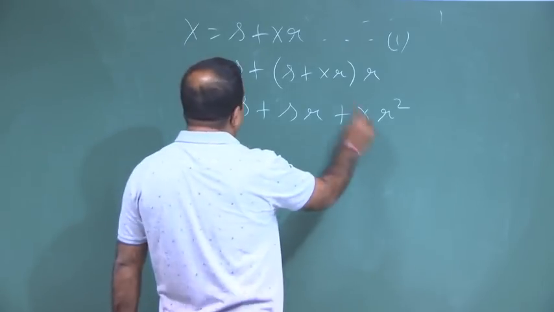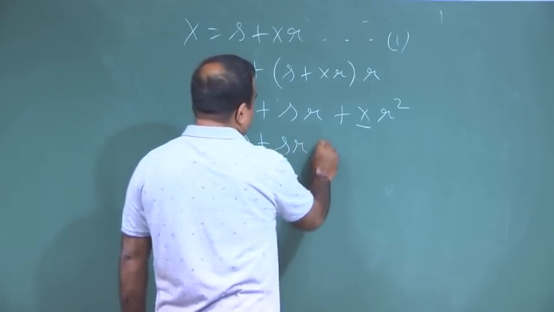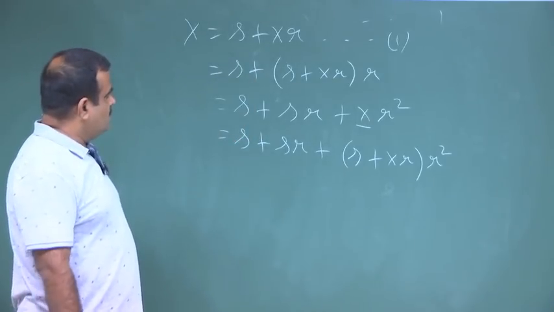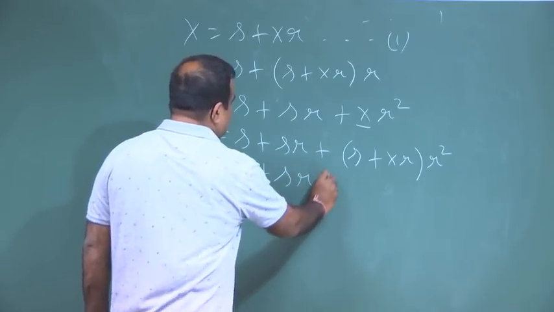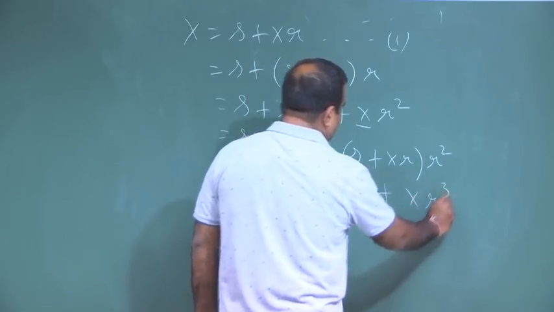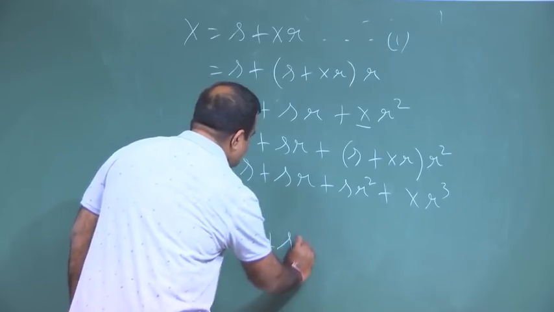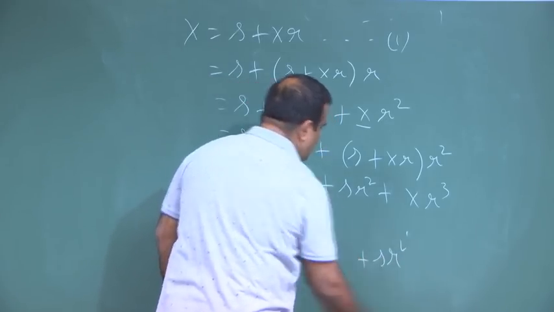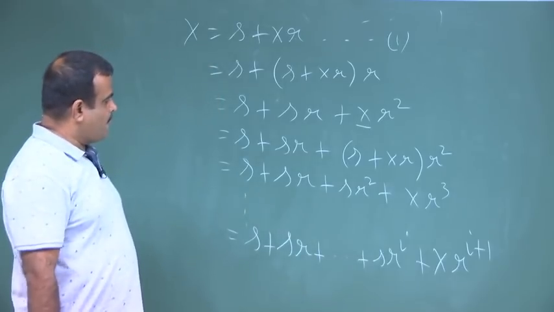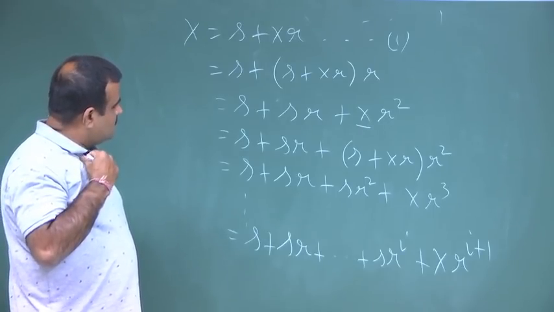Now again this x we replace by S plus x R. So S plus S plus x R, then R square. So this again we can write S plus S R plus S R square plus x R cube. If you continue like this, we will be getting this in the form of S plus S R plus dot dot dot plus S R to the power I plus x R to the power I plus 1, and this I can be any value.